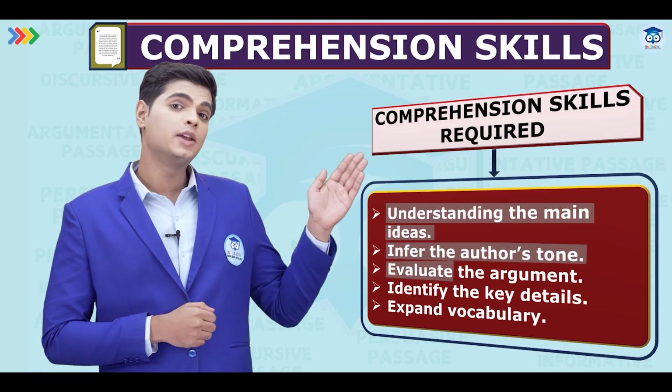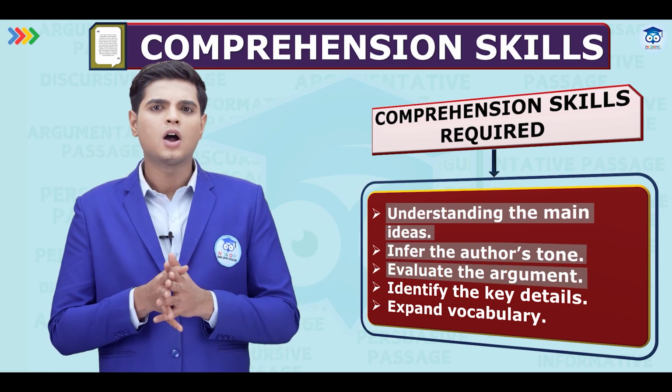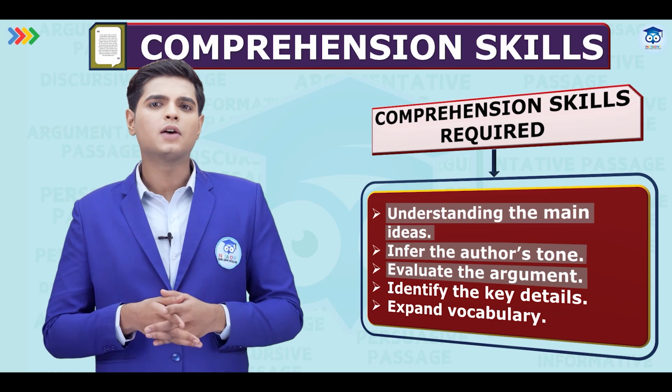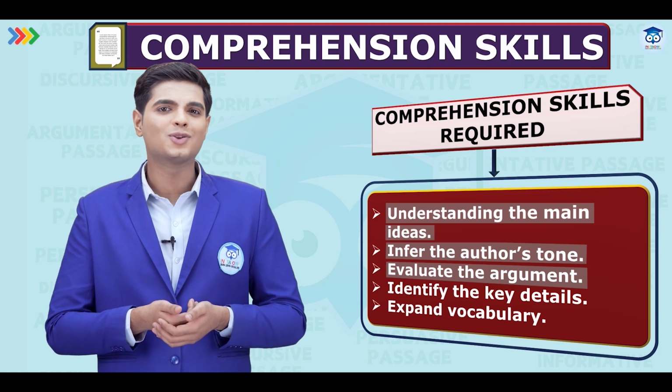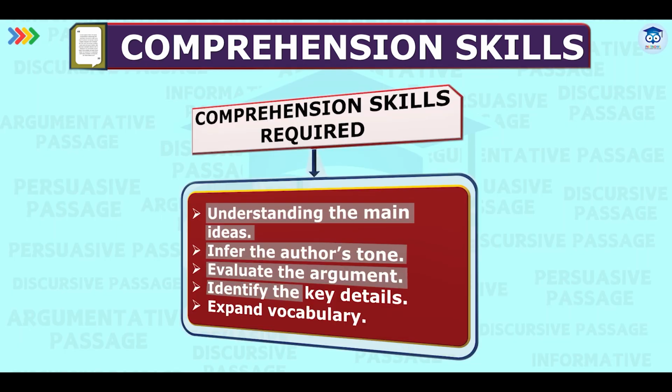Then, evaluate the argument and ask yourself, are the reasons strong or weak? If someone says, eating junk food is bad because it causes illness, that's a solid argument. Also, identify the key details. These are the supporting facts or examples, like statistics or real-life cases. Lastly, expand your vocabulary so tricky words don't confuse you. Knowing words like mitigate or consequence helps you understand the passage better. With these skills, reading and answering questions becomes much easier and more accurate.